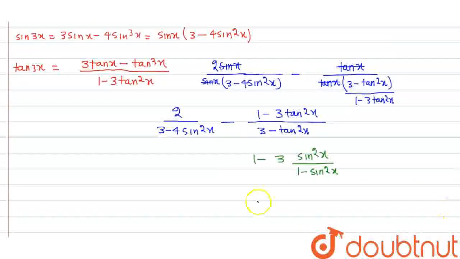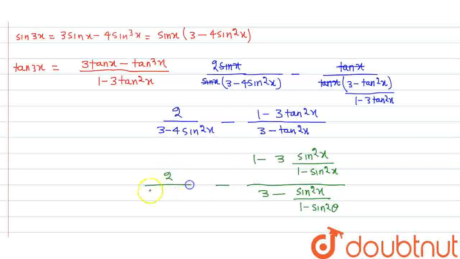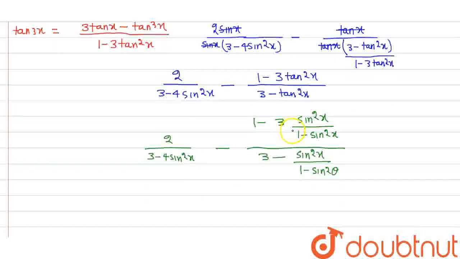Upon this is what? 3 minus sin square x upon 1 minus 3 sin square x. And this is as it is, 2 upon 3 minus 4 sin square x. Okay, now this thing is minus of 1 minus 4 sin square x upon 1 minus sin square x, upon this will be 3 minus 3 sin square x.